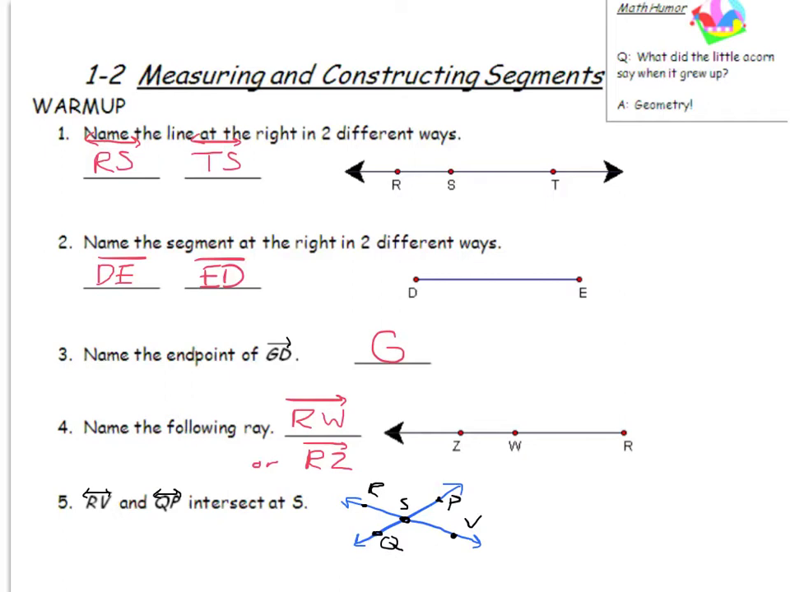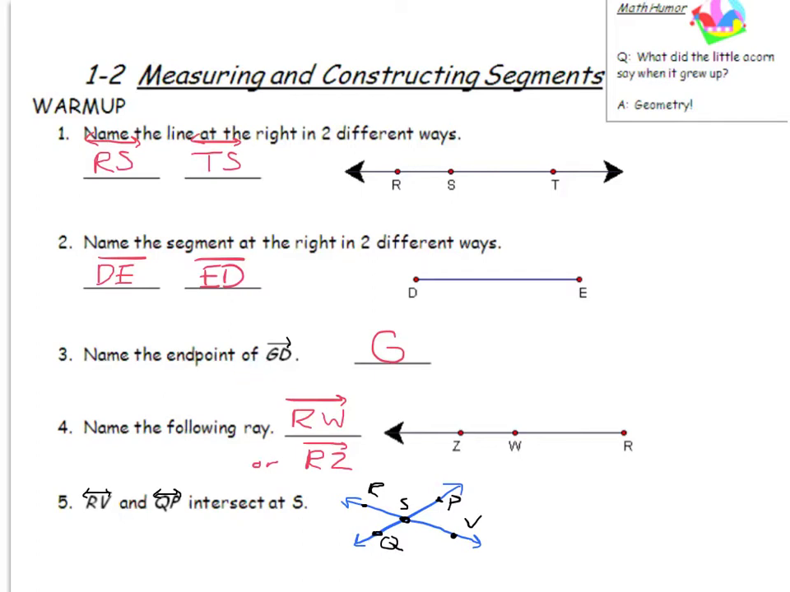Number 2. You can name the segment in 2 different ways: segment DE, or segment ED. Just like with a line, you need to tell me what we're talking about. We're talking about a segment, so you need to put that symbol on top. Number 3, the endpoint of ray GD. Remember, when you name a ray, you name it with the endpoint first, so the endpoint is G.